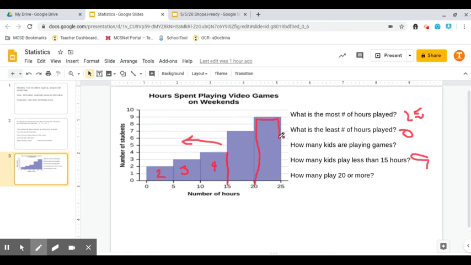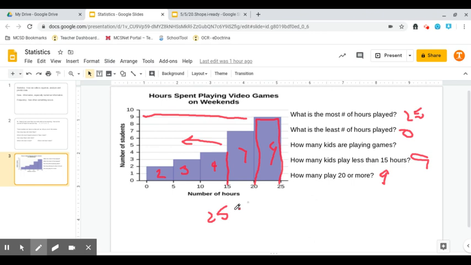How many play 20 or more? Well, 20 or more is in just this one box here, and it goes across to 9. So 9 play less than 14, and 9 play that many. If we want to find out how many people play video games, we could add this up also. We just said this was 9. This one is 7. So 9 and 7 is 16, 20, 23. These are 25 people playing video games. 9 play 20 or more. 9 play 15 or less.